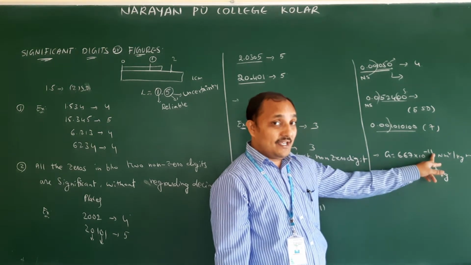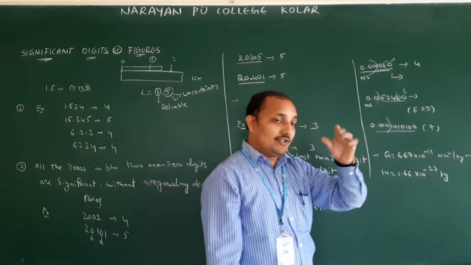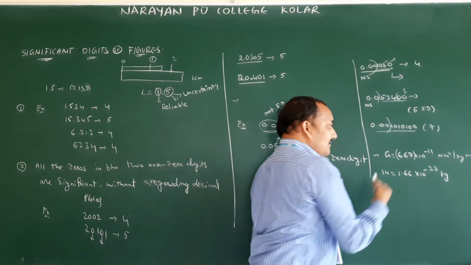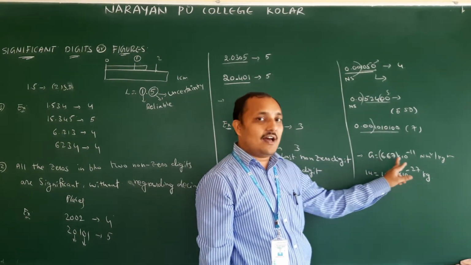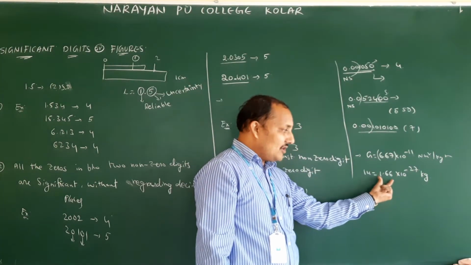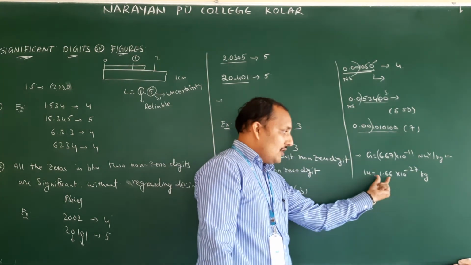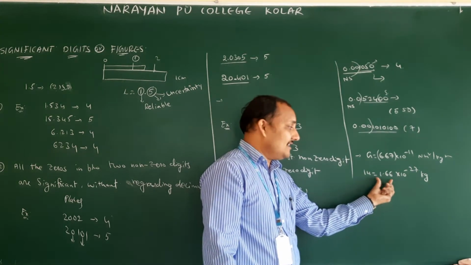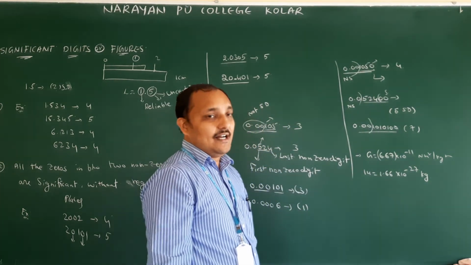Whenever powers of 10 come, you need not worry about them. How much the power of 10 is, you also need not worry. In this 6.67, we have to consider only the number. Within this number, how many significant digits are there? In this, all are non-zero, therefore all are significant. So 1, 2, 3: 3 significant digits in this number. In powers of 10, you need not worry whether it is positive or negative. 1.66: 3 numbers are there, all non-zero. Therefore, 3 significant digits are there.